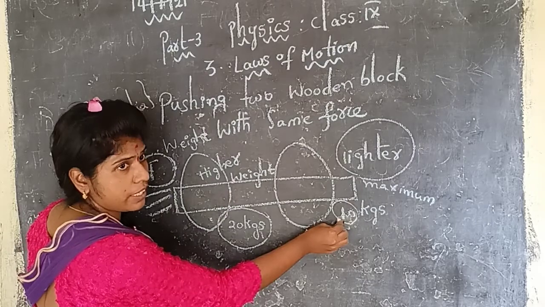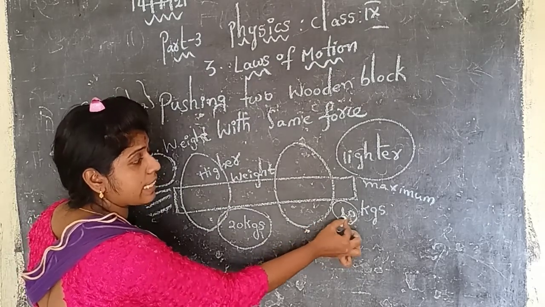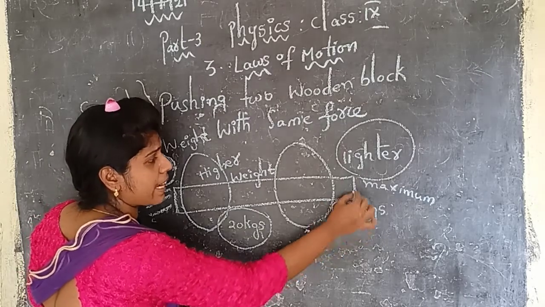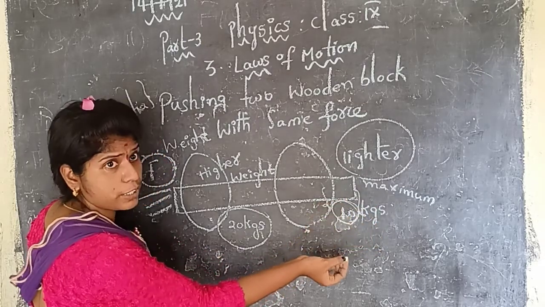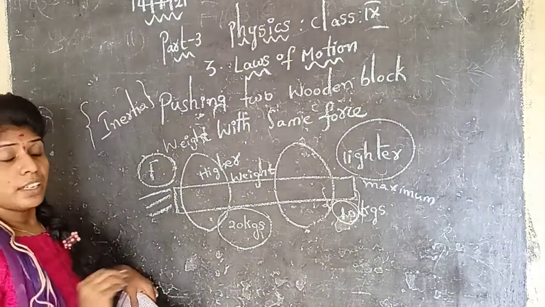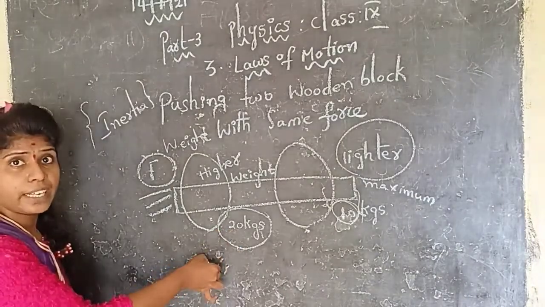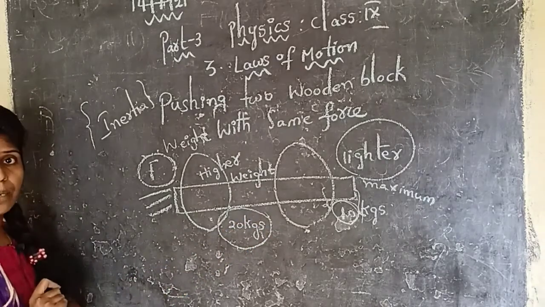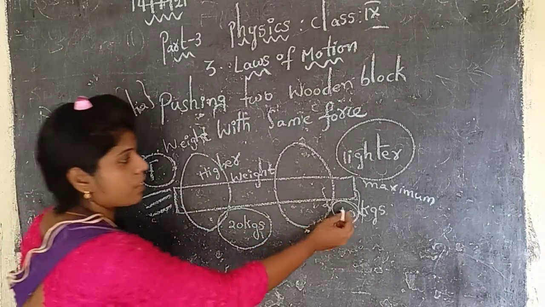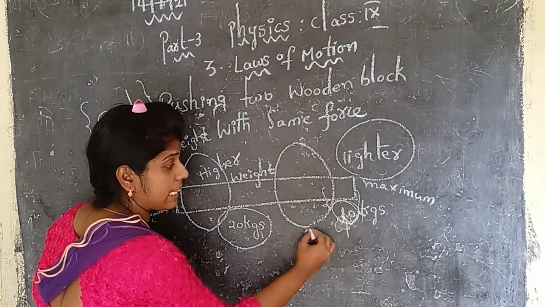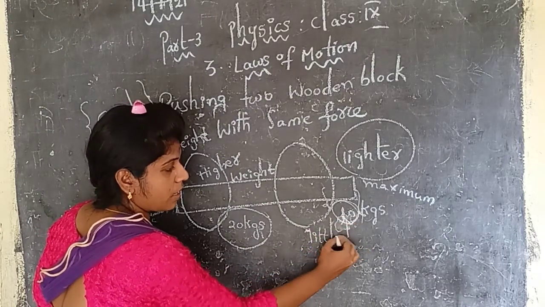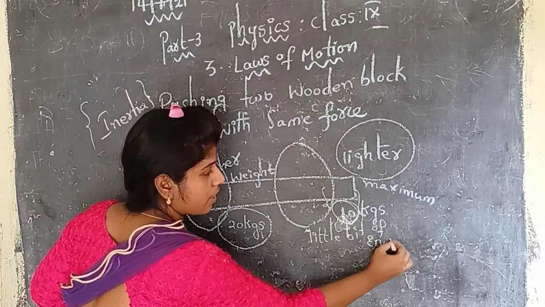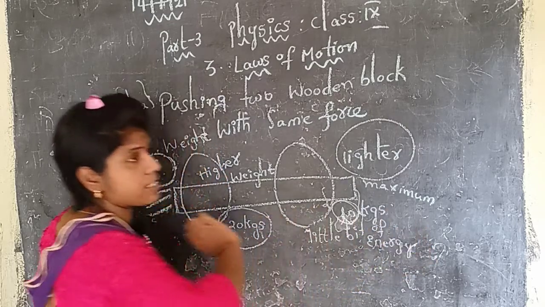In this comparison of these two weights, see, one is 10 kg, right? Here I am applying only a little bit of energy. For 10 kg I am not applying maximum energy. When compared with 20 kg, here I need an excess amount of energy to move this block from one place to another place. Here I require only a little bit of energy to change its position.